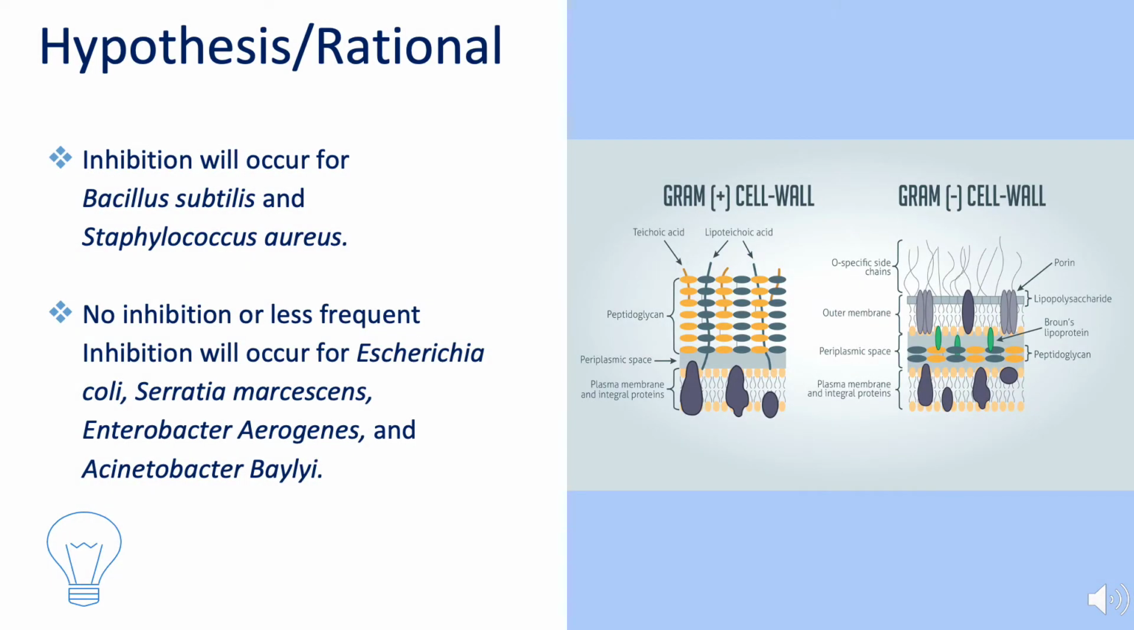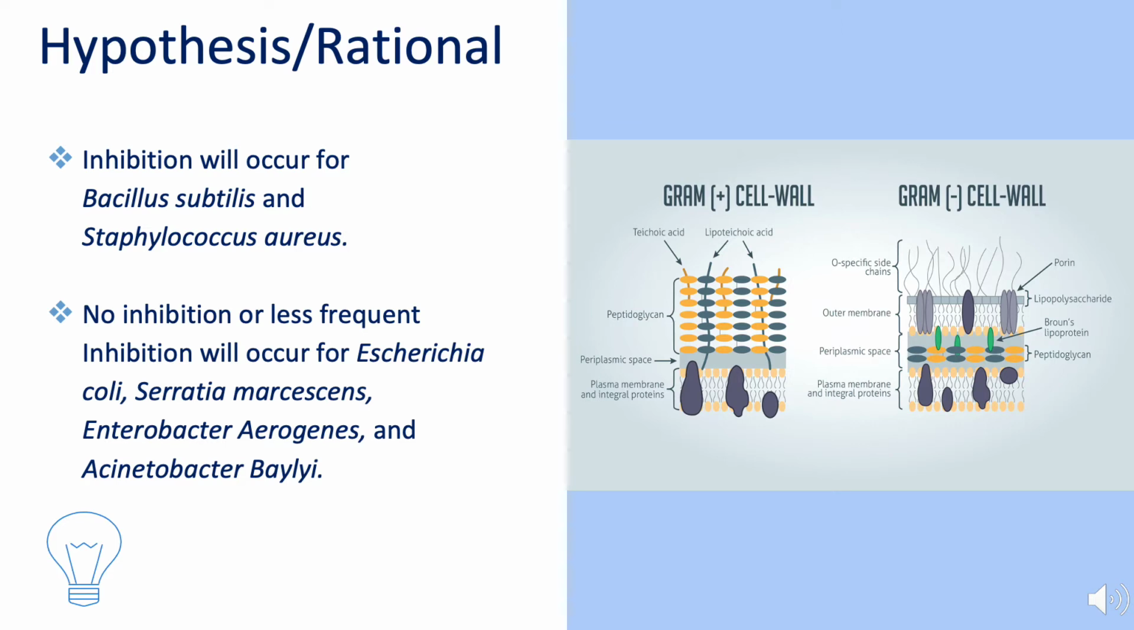The hypothesis will consist of two parts. The first will be that the inhibition of Bacillus subtilis and Staphylococcus aureus will occur more frequently and strongly because they are gram-positive bacteria and don't have the extra layer of lipid membrane for protection. Inhibition will not occur or occur less frequently for Escherichia coli, Serratia marcescens, Enterobacter aerogenes, and Acinetobacter baumannii, as they are gram-negative bacteria that have a lipid layer for protection.